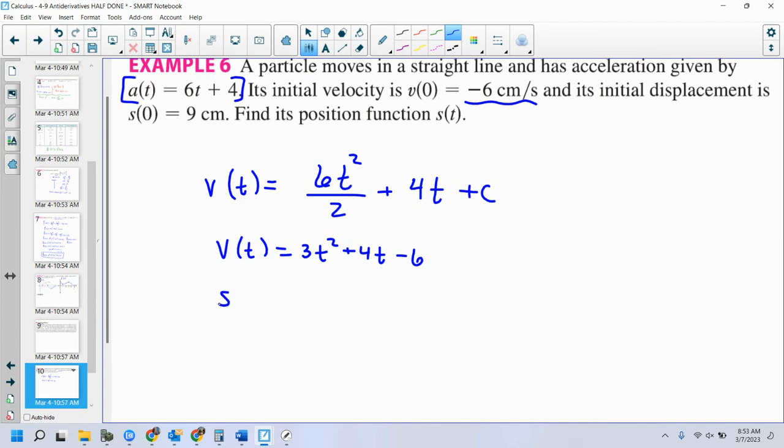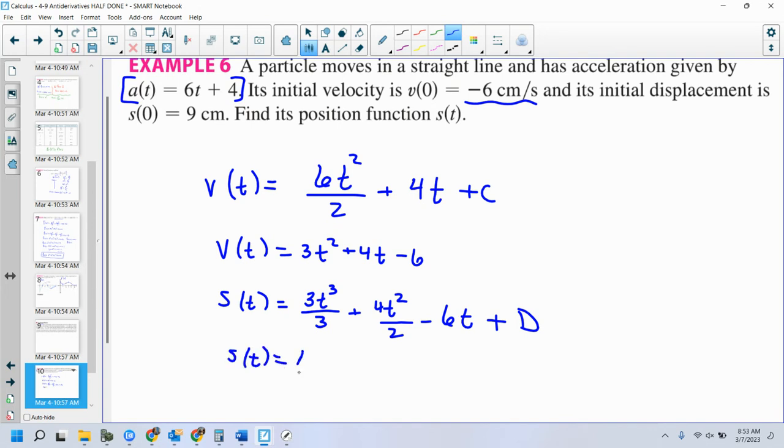Now its initial displacement. Well, we know that s of t is the antiderivative of v of t. Kick up the power, divide by the power. Tack on the constant, let's call it d. Let's reduce it down. So that means my position is t to the third plus 2t squared minus 6t plus what? Plus 9.